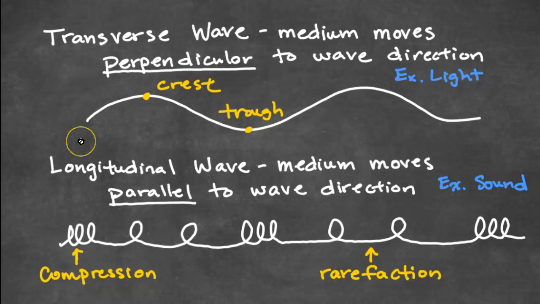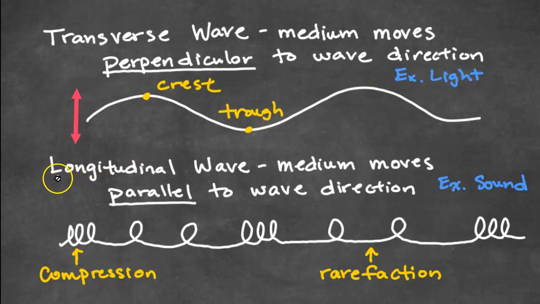Now we're going to take a look at two categories of waves. The first type of wave we're going to look at is called a transverse wave. In a transverse wave, the medium moves perpendicular to the wave direction. Here the wave is moving to the right. The disturbance that caused the wave is going up and down, so it's perpendicular to the direction of the wave. In a transverse wave, we have crests, which are the highest points, and troughs, which are the lowest points. An example of a transverse wave would be light.